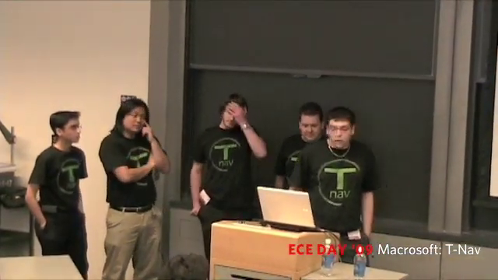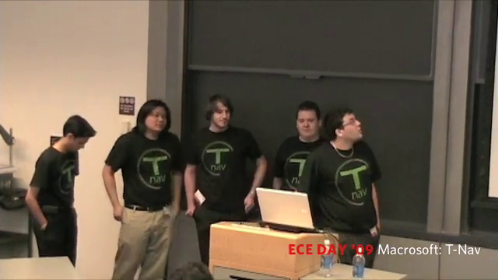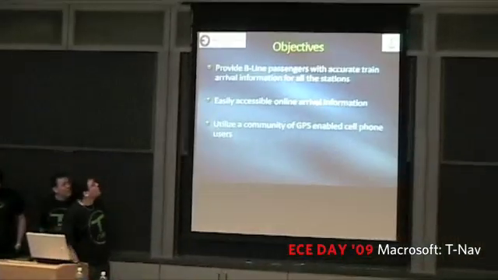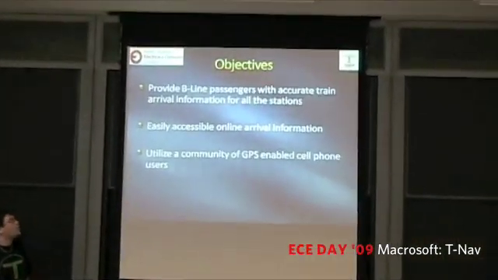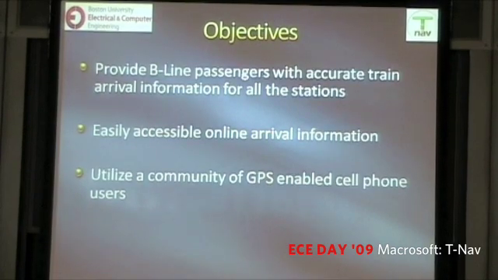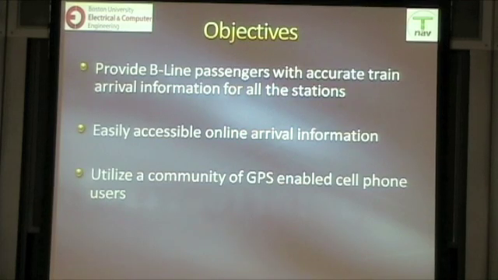So I know most of you probably use the Beeline T. The objective of this project is basically to provide the Beeline passengers with accurate train arrival information for all the stations on the Beeline. The users will also have easy access to a website where they can check the arrival of the trains to those stations, and this will utilize the community of GPS-enabled cell phone users.